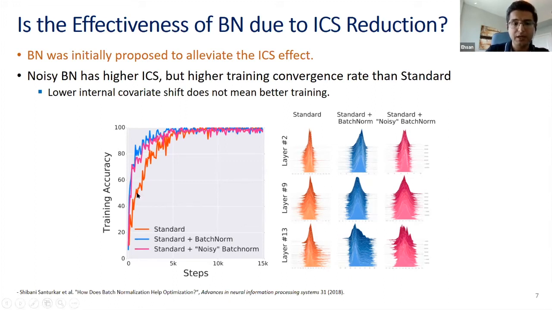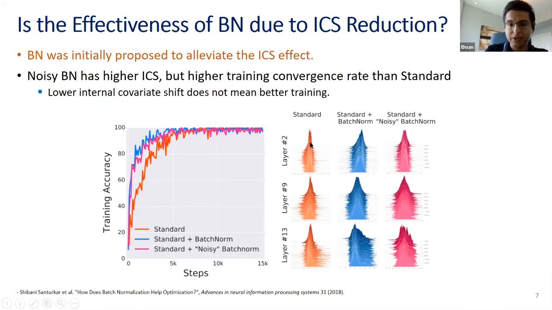Here you can see the orange curve is the standard one, and the blue one is the curve with batch norm. But after adding this noise, the convergence rate is still better than the standard one. However, the ICS is much worse than the standard one. So it means that increasing the ICS is not reducing our convergence rate. On the right figure, you can see the distributions of the activations on different layers.